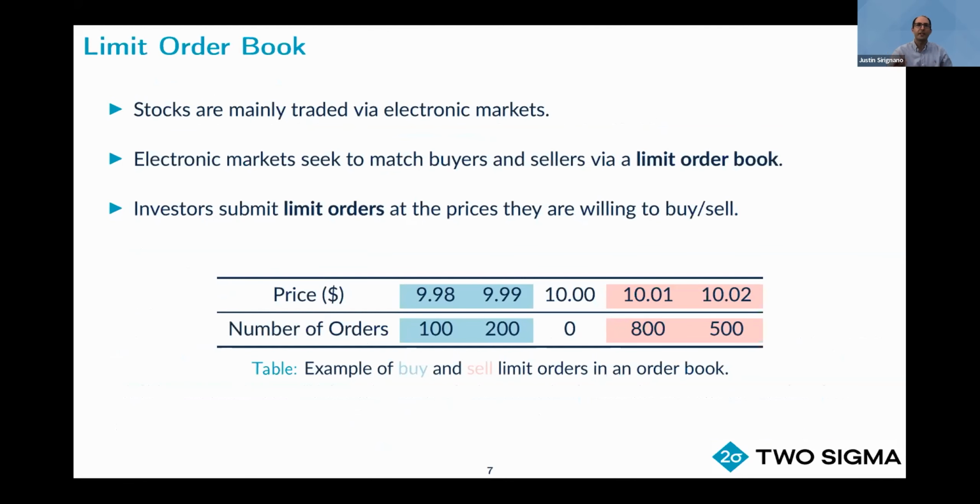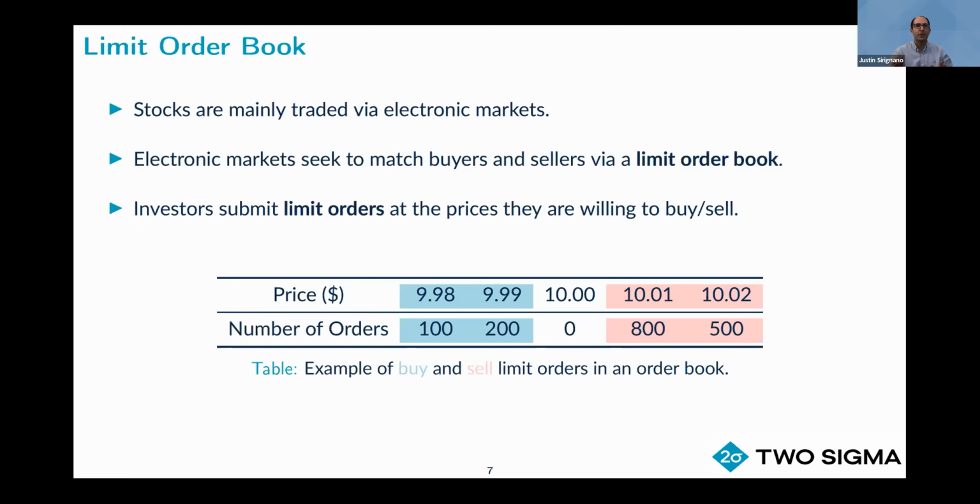Stocks are mainly traded via electronic markets. In an electronic market, buyers and sellers are matched via a limit order book. I will provide a brief introduction to limit order books before we discuss machine learning models.